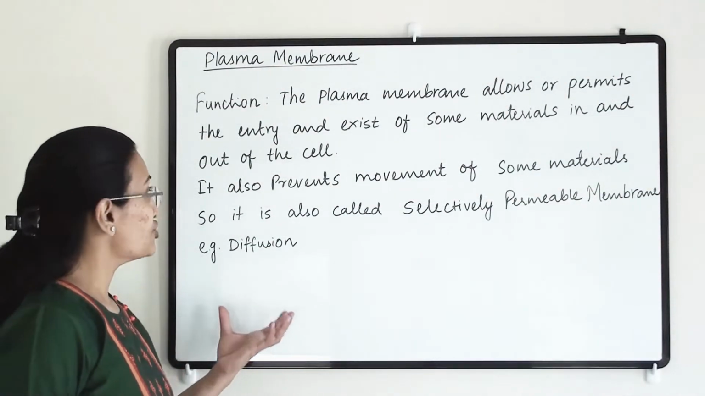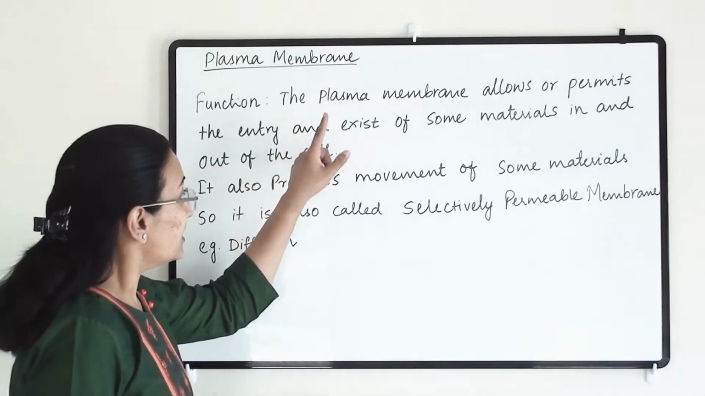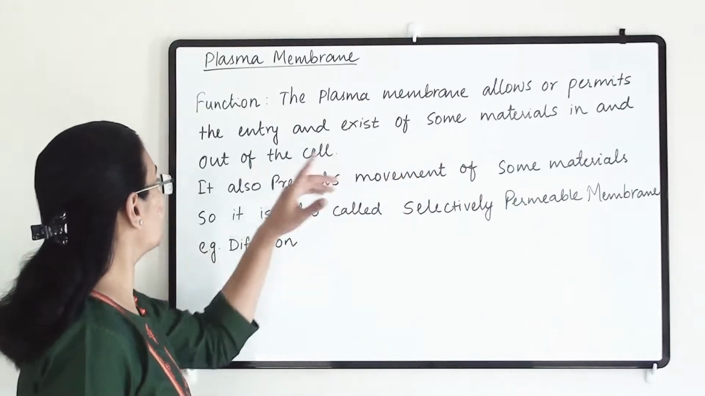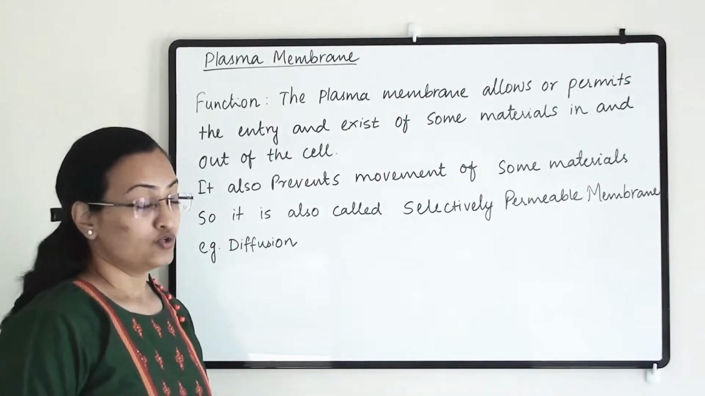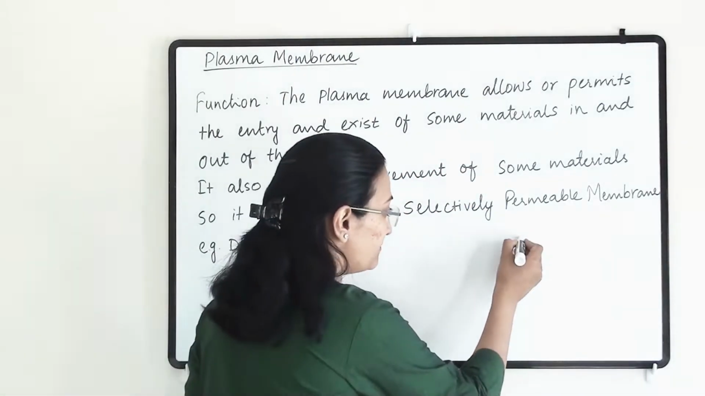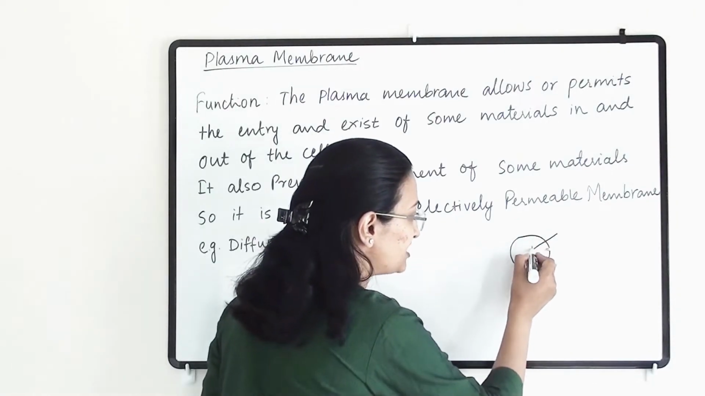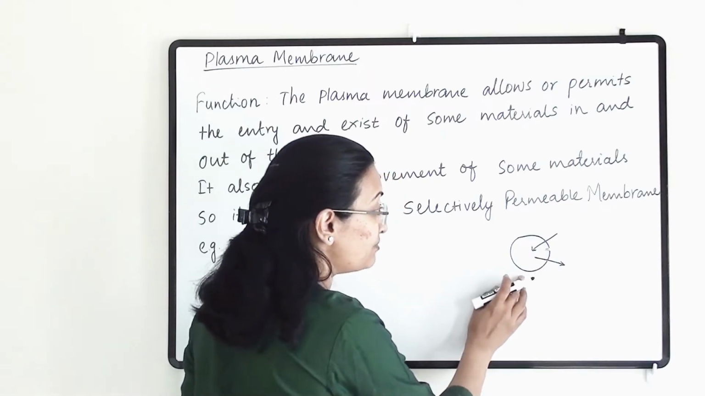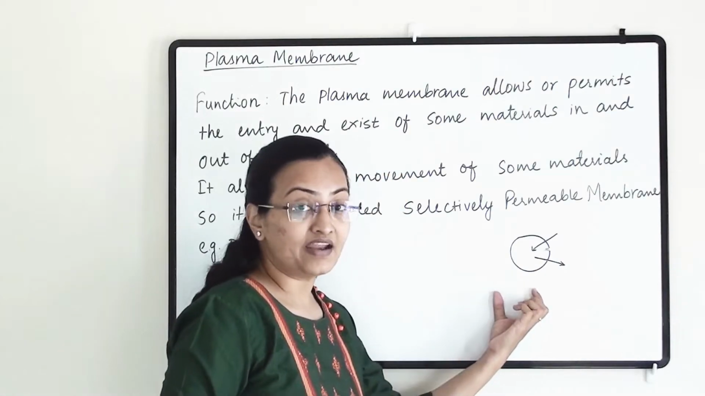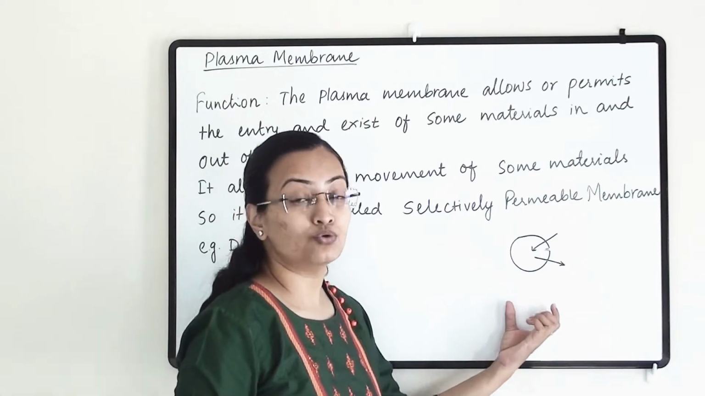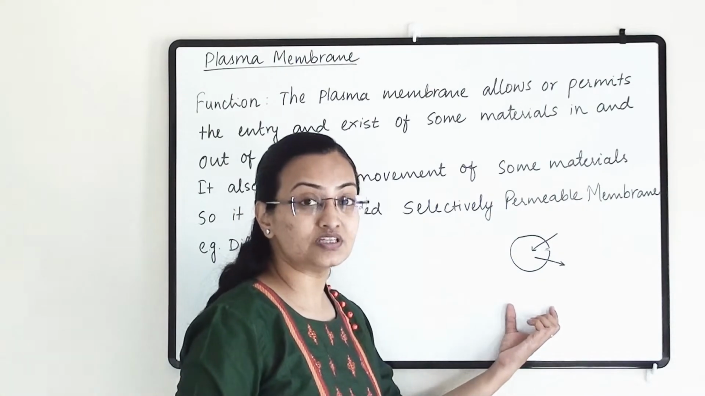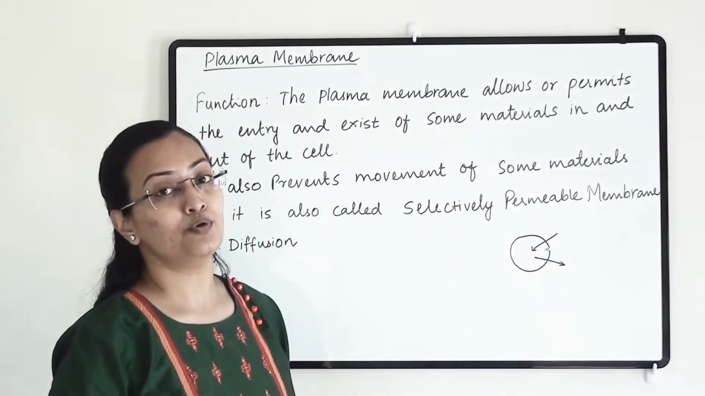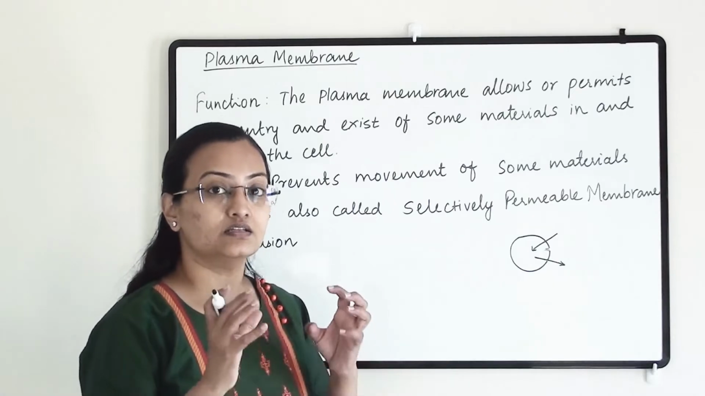Plasma membrane. The function of the plasma membrane is that it permits the entry and exit of some of the material in and out of the cell. So membrane is kind of a curtain. It will allow some of the material inside and some of the material to go outside. Sometimes it restricts the entry of some material if those materials are injurious and dangerous for the cell. So it is a kind of selective membrane. It will select the material.